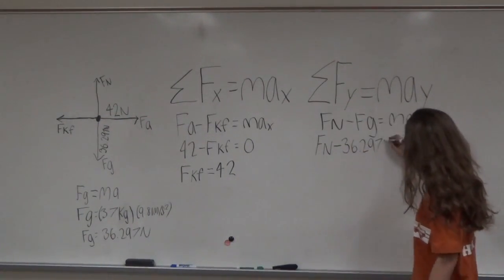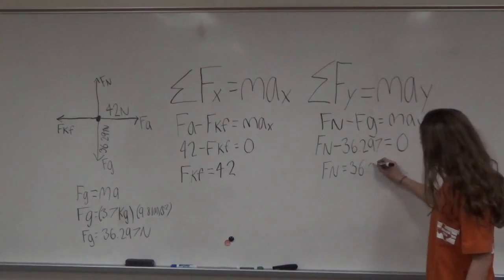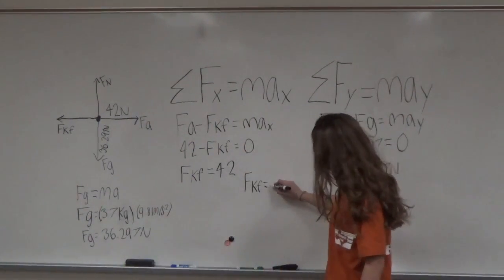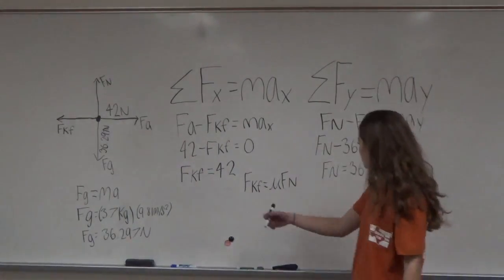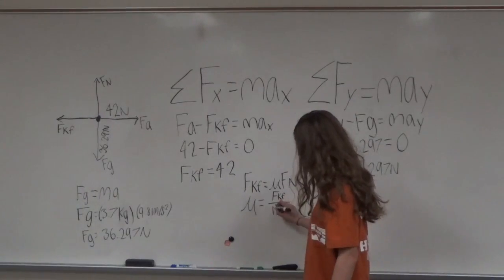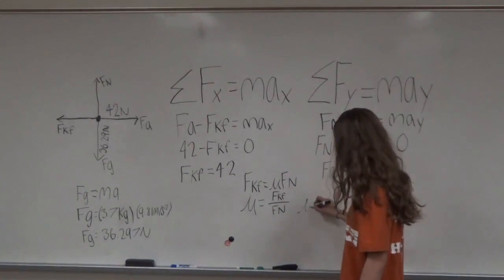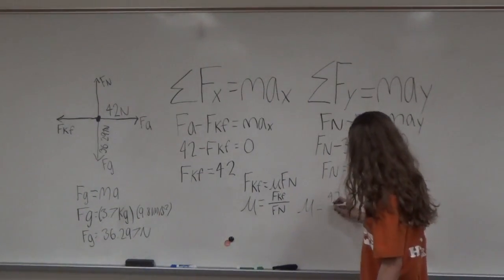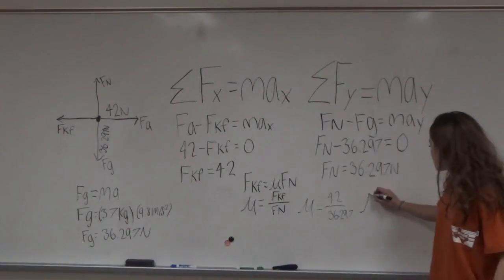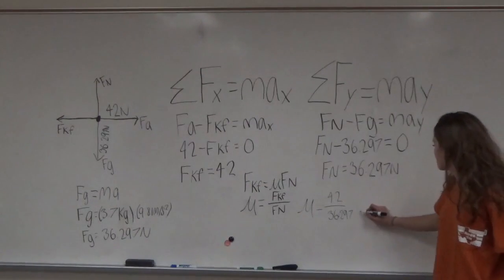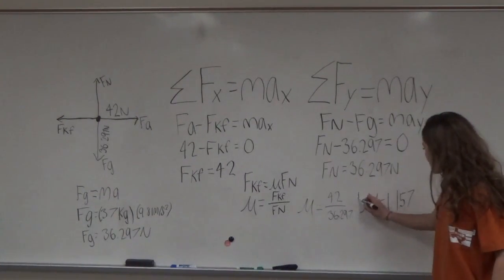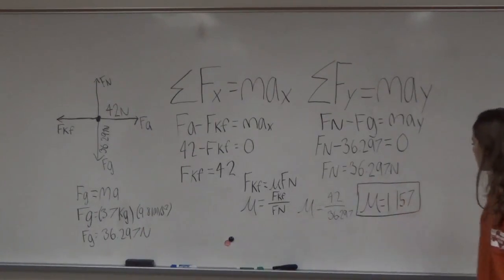Fg is also in the negative direction, so we can subtract it from force normal. And A in the y direction is 0 because the box is in constant velocity in the y direction. Thus, force normal is 36.297 newtons. Now, the kinetic force of friction is equal to mu k times force normal. So mu k is equal to the force of kinetic friction divided by force normal. So mu k is equal to 42 newtons divided by 36.297 newtons. So mu k is 1.157. And that's it for part B.